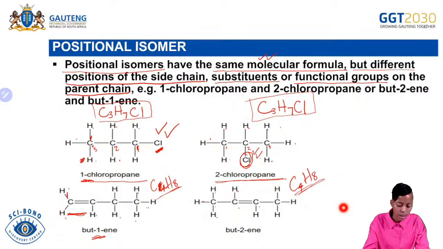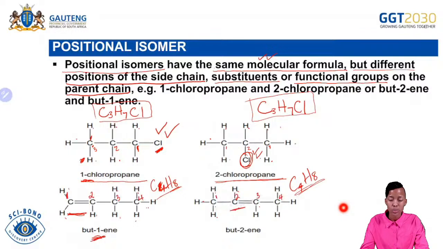If you are to count, this will be carbon number 1, then carbon number 2, number 3, and number 4. So on the left hand side, you have moved the double bond from position number 1, and then you have moved it to position number 2. So again, positional isomers have the same molecular formula, but different positions.